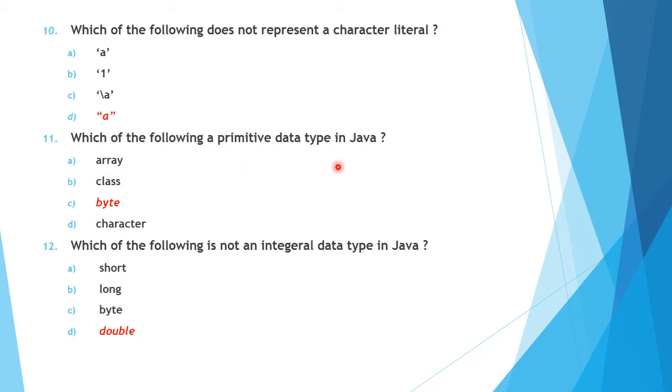Which of the following is a primitive data type? Array is a primitive data type? Yes. Class is also an example of a primitive data type? No. And array is an example of a primitive data type? No. You know that in total there are 8 primitive data types: int, long, double, and then short, byte. So byte is the primitive data type.